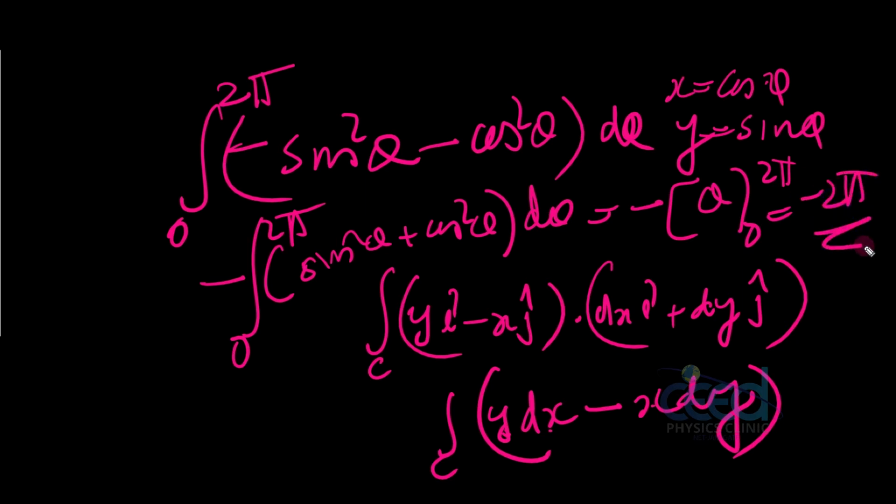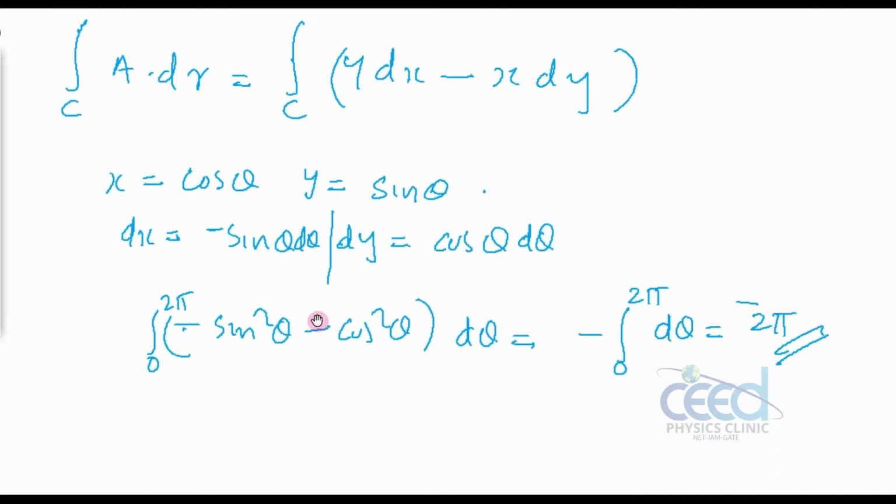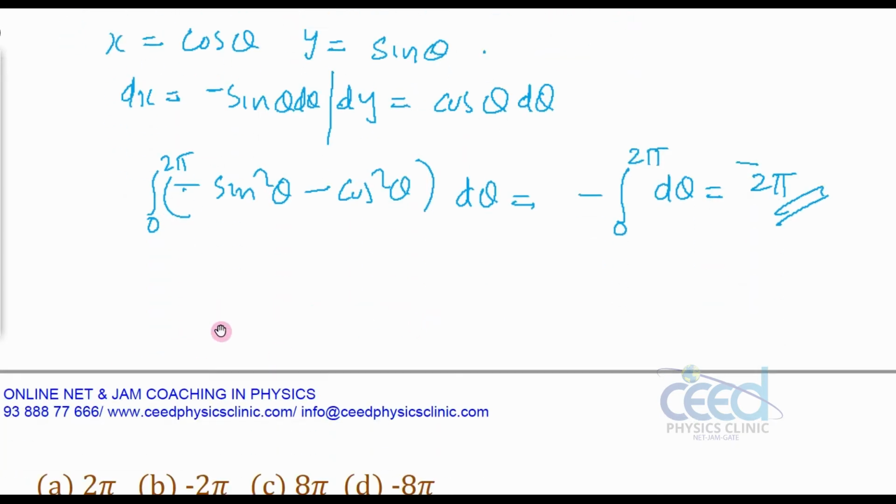Okay, so that's all about the answer. Let me check the answer. Yes, the answer is minus 2 pi. Just substitute x equal to cos theta and y equal to sin theta. The limit is 0 to 2 pi.